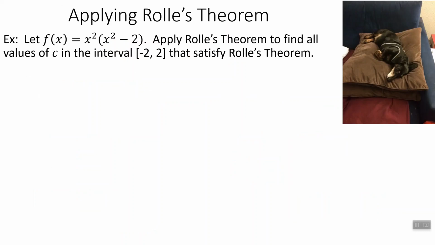All right, so applying Rolle's theorem, let f of x equal x squared times the quantity x squared minus 2. Apply Rolle's theorem to find all values of c in the interval from -2 to 2 that satisfy Rolle's theorem.